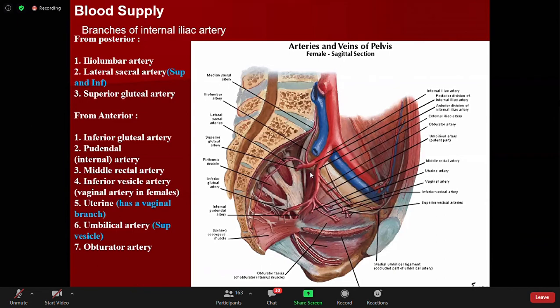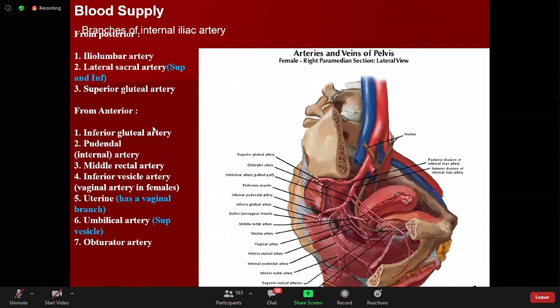obturator that goes through the obturator canal, and the umbilical artery, which becomes the superior vesical. Okay, and then later becomes a ligament, the medial umbilical ligament. So these are branches, they are named here, and you're going to see them in the lab so that you understand them really well. Why am I talking about the branches of the internal iliac artery? Because it's going to give us two important branches that will supply the uterus and the vagina.